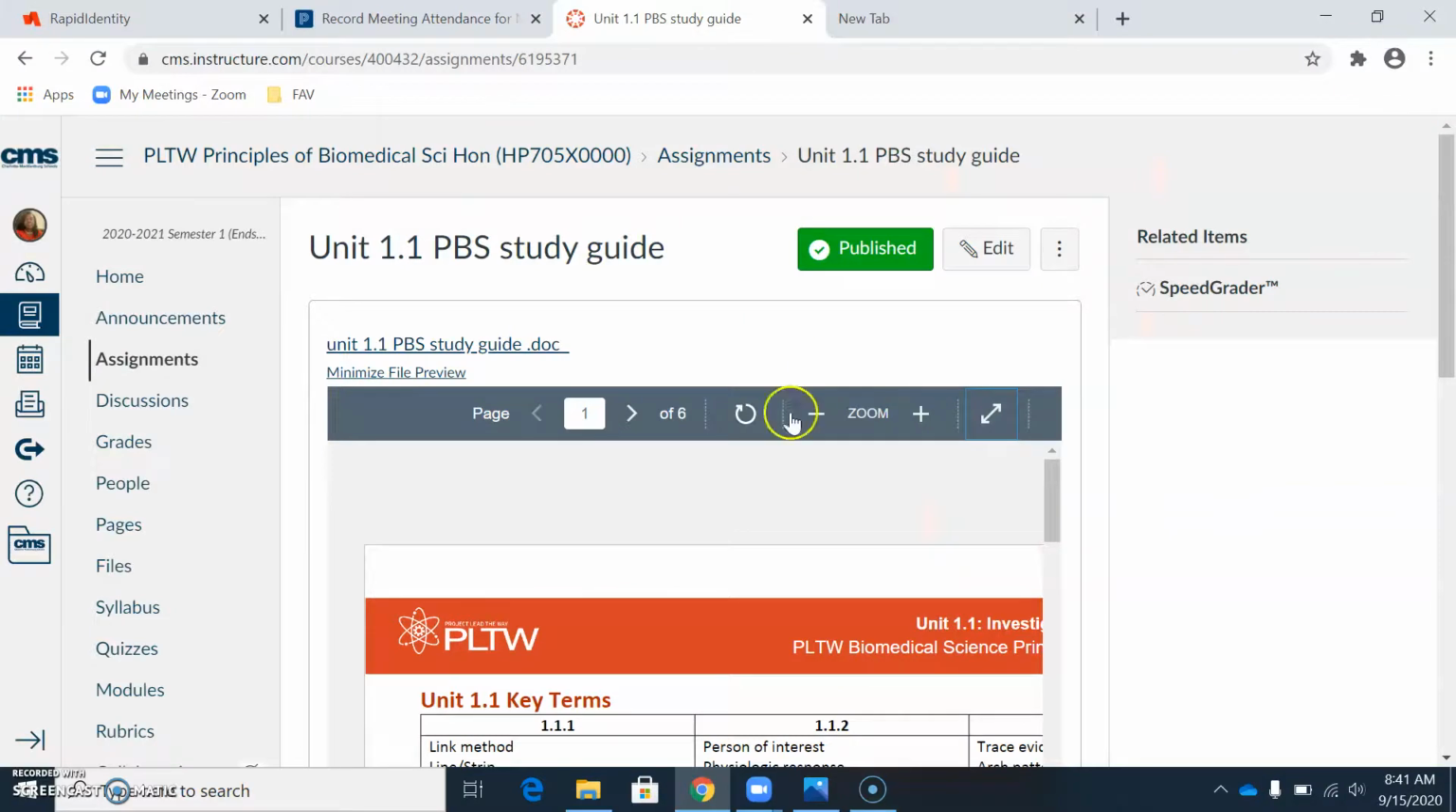And I made the deadline this Thursday night, although your test is Thursday when you come to class. But I did give you extra time to turn in your study guide, and it is worth 100 points as an informal grade. And that's it.